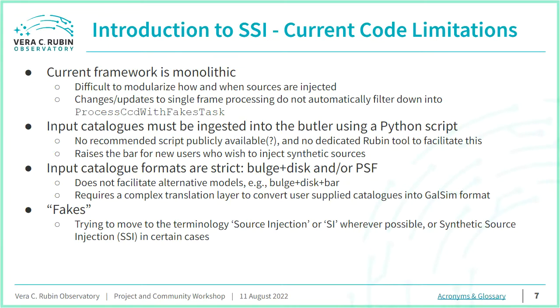And the last bullet point is this word fakes. You'll notice that we've been trying to move away from using the word fakes and talk about synthetic sources or source injection for various reasons. However, as with many things in Rubin, CalX PVI is one example that springs to mind, we do still drop this into our language every now and then, so you may hear that word crop up. Next slide, please.